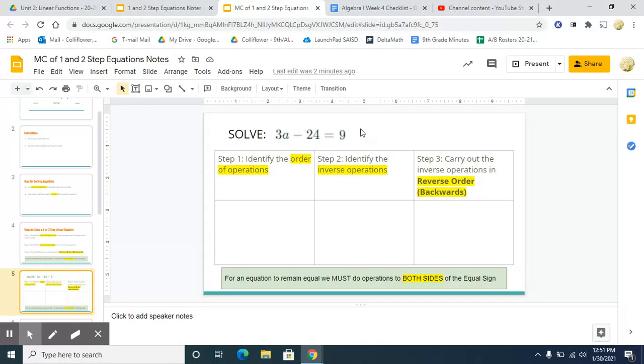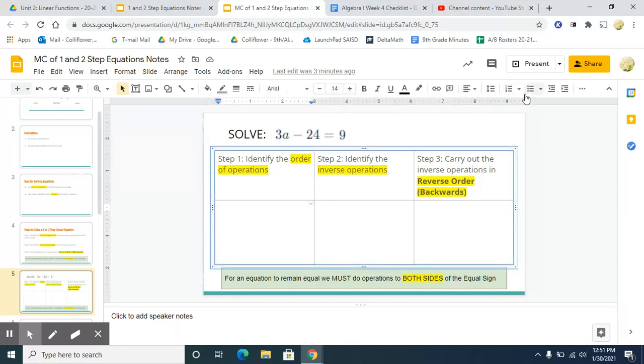We're going to solve this equation 3a minus 24 equals 9. Step 1 is to identify the order of operations. So the first thing I see is 3 times a. So multiplication would be going first, and then we have a minus 24. So those are the two operations happening in this equation.